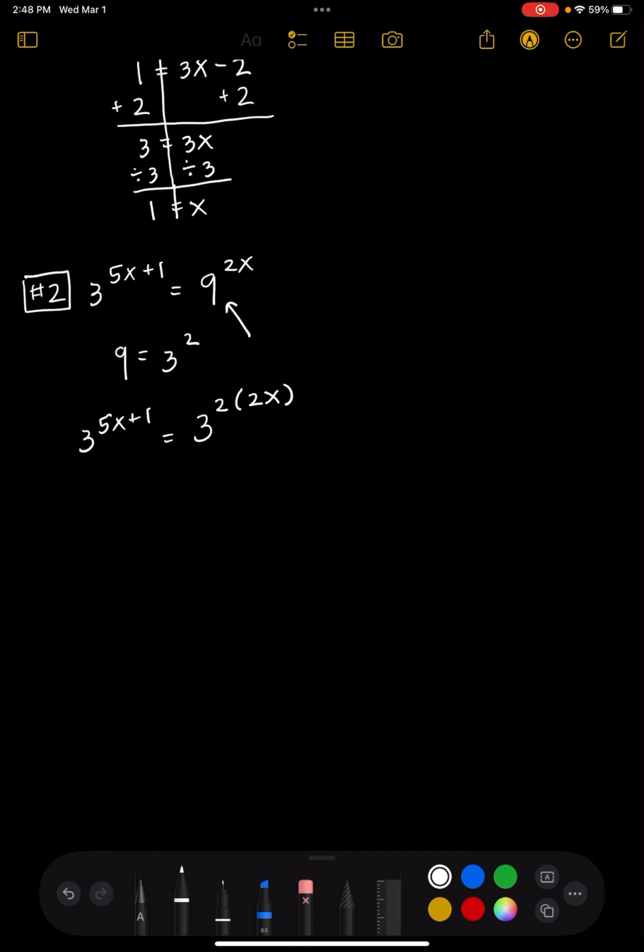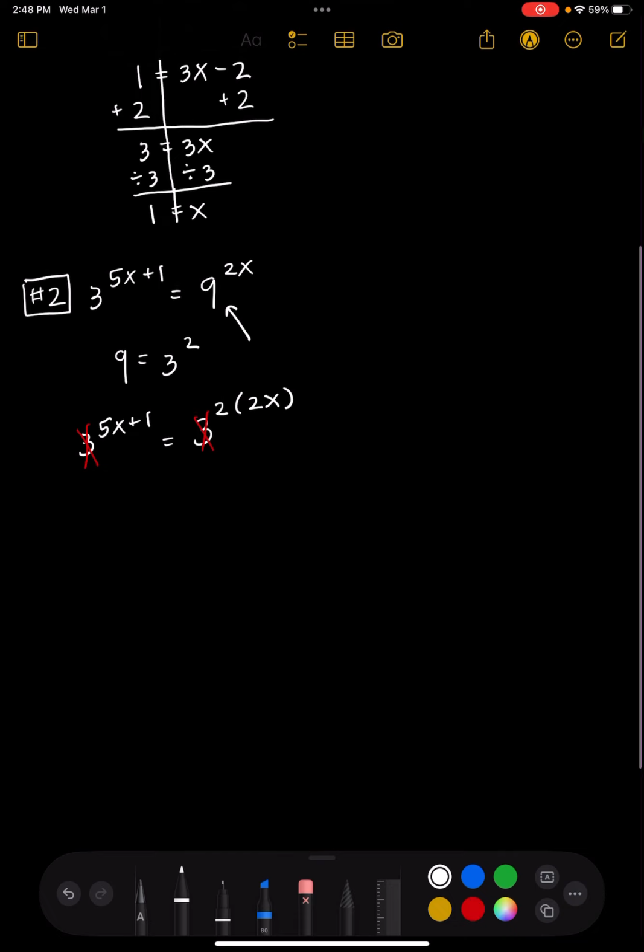And it still says the same thing. It's just in a different form, which is totally fine, because now you have the same base numbers. They're both 3's, which means I can cancel them out, and the exponents drop. So I'm going to have 5x plus 1 is equal to 2 times 2x.